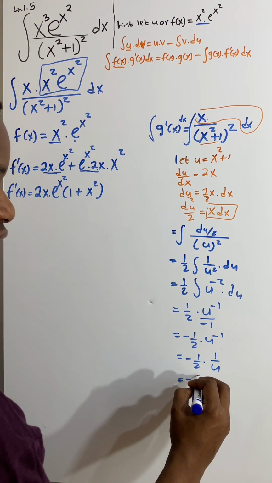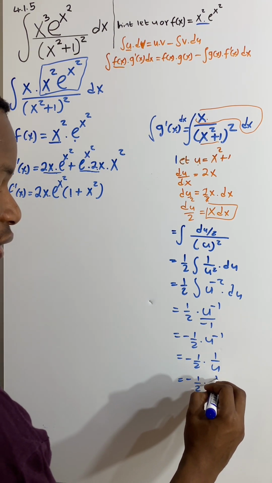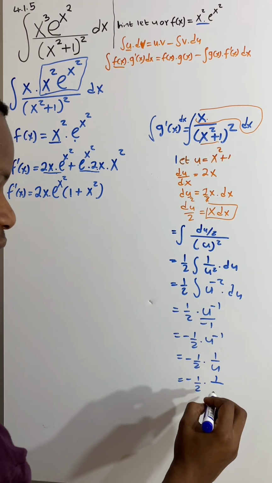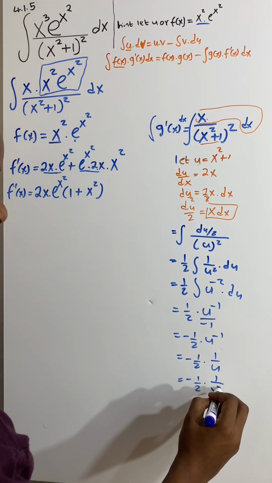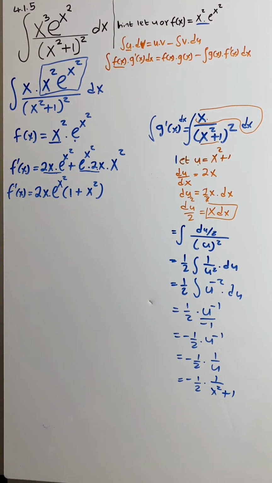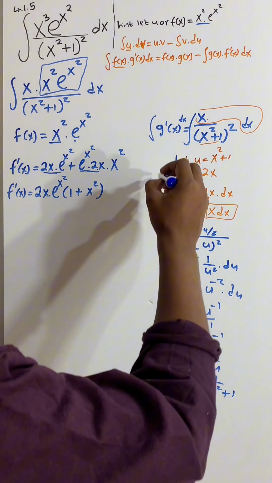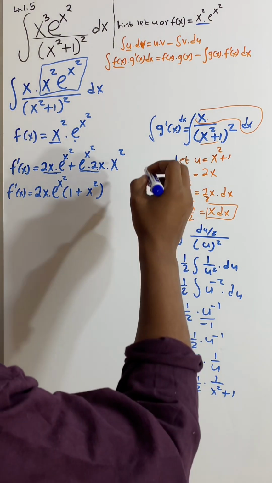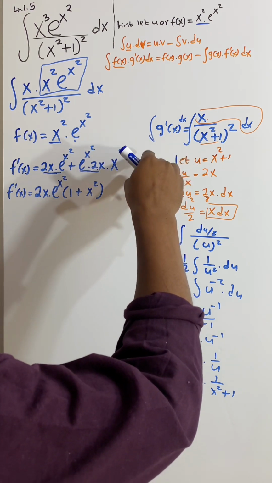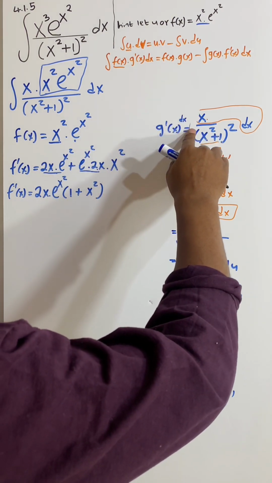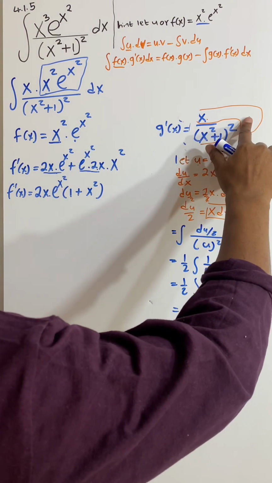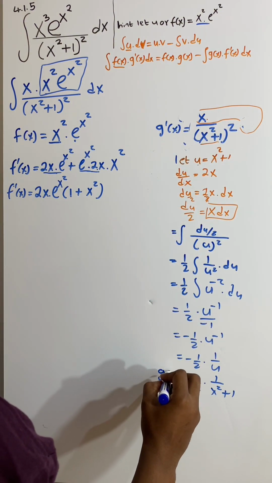And we already said that our u is x squared plus 1, and this will be our g of x.